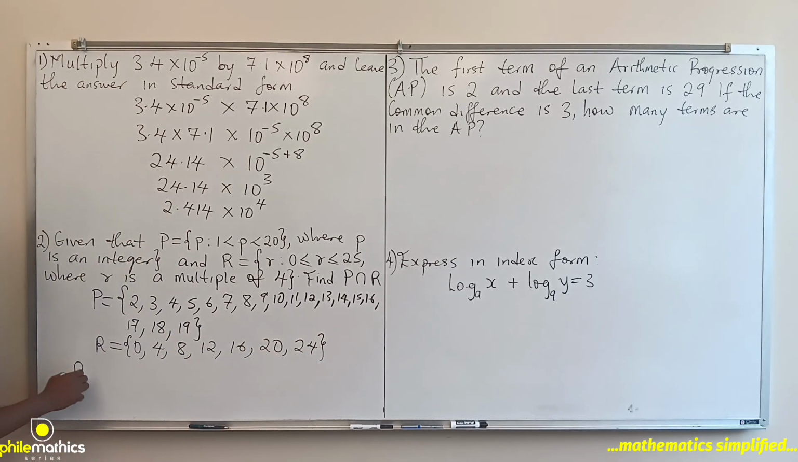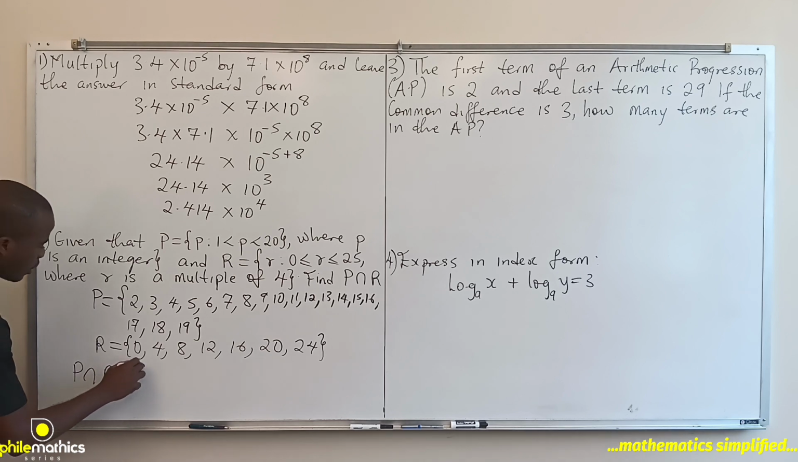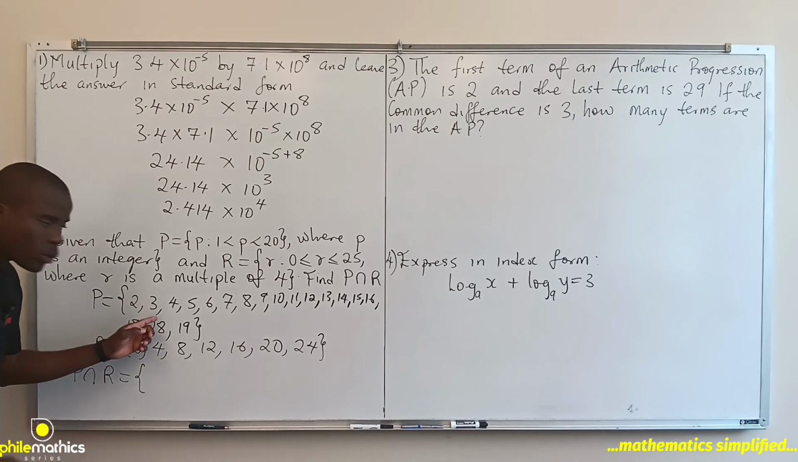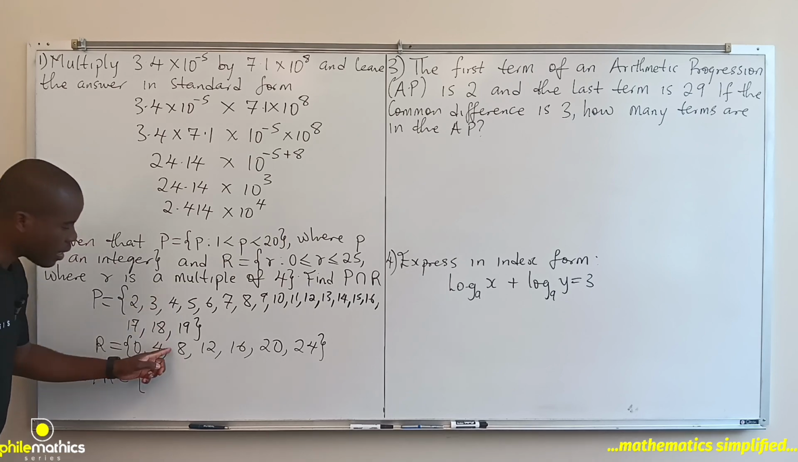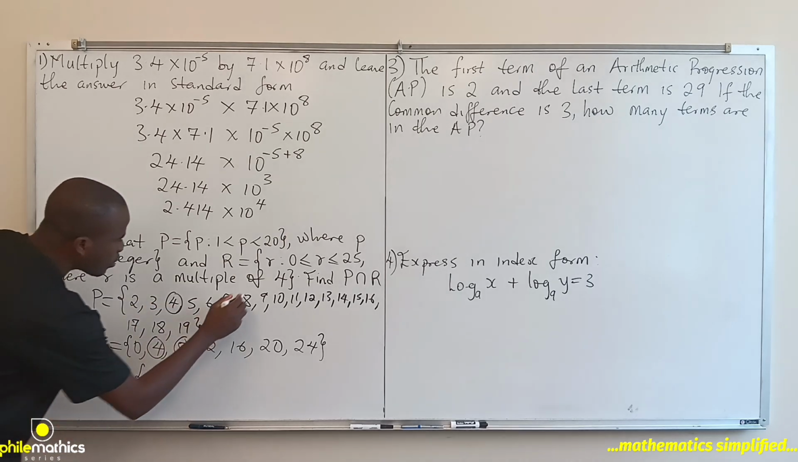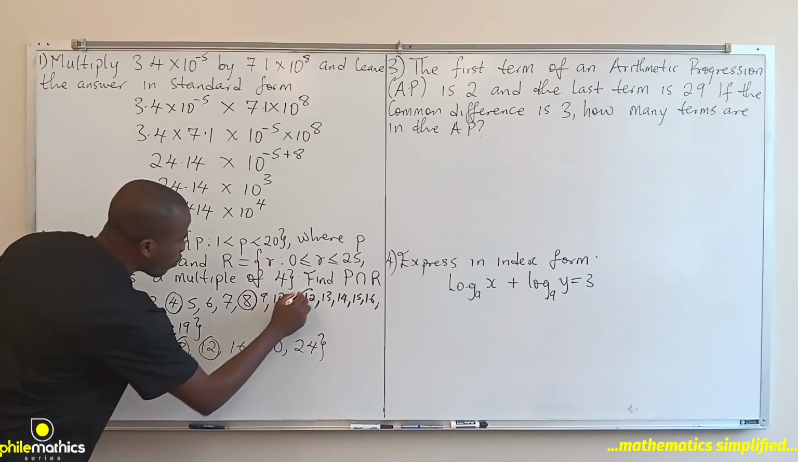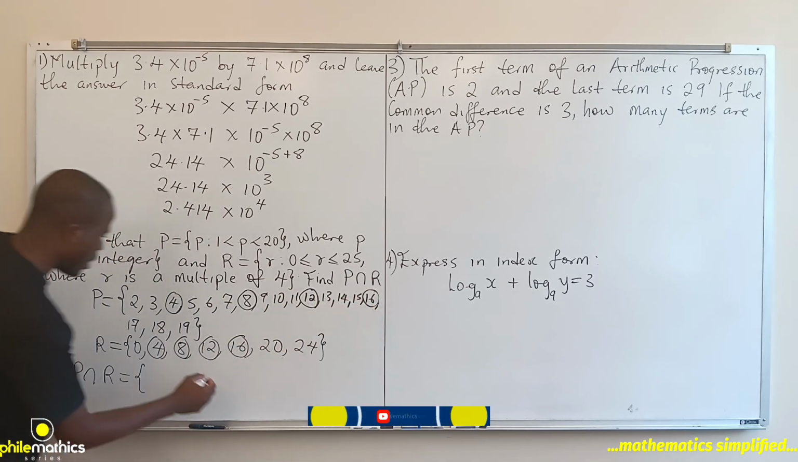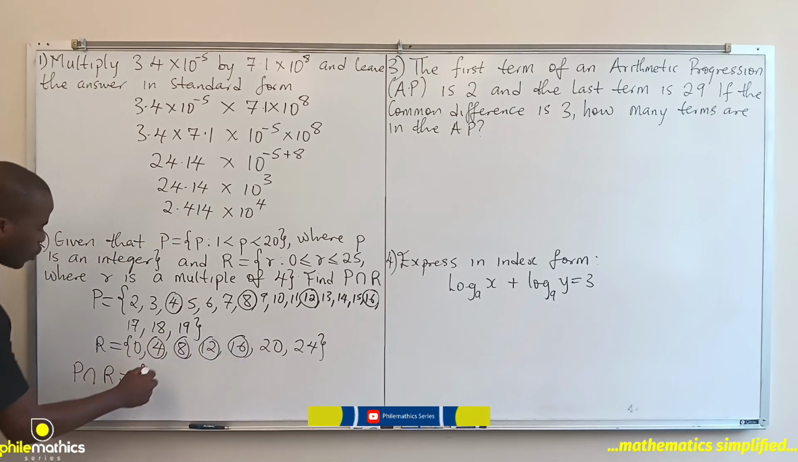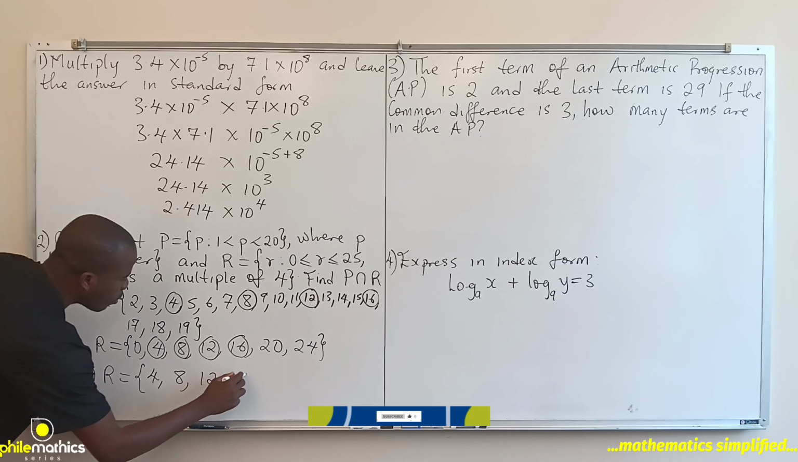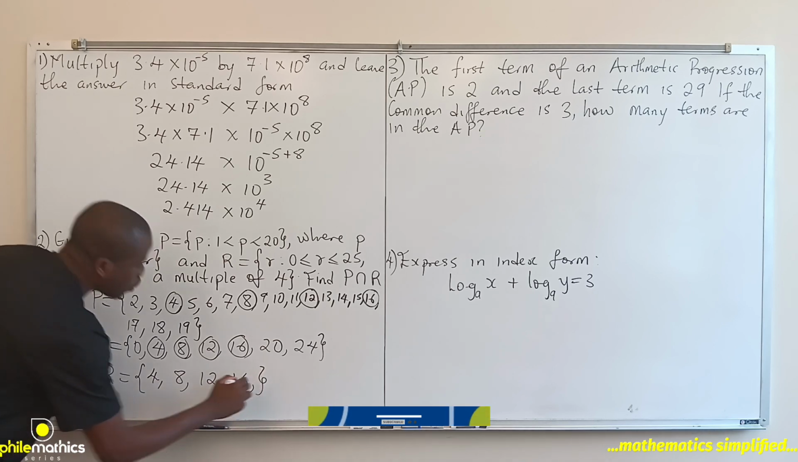Now, P intersection R simply means the intersection of P and R, which are those numbers you can find in both P and R. They are 4, 8, 12, 16. That's all. We cannot find 20 in P. So it will be 4, 8, 12, 16. That's all.